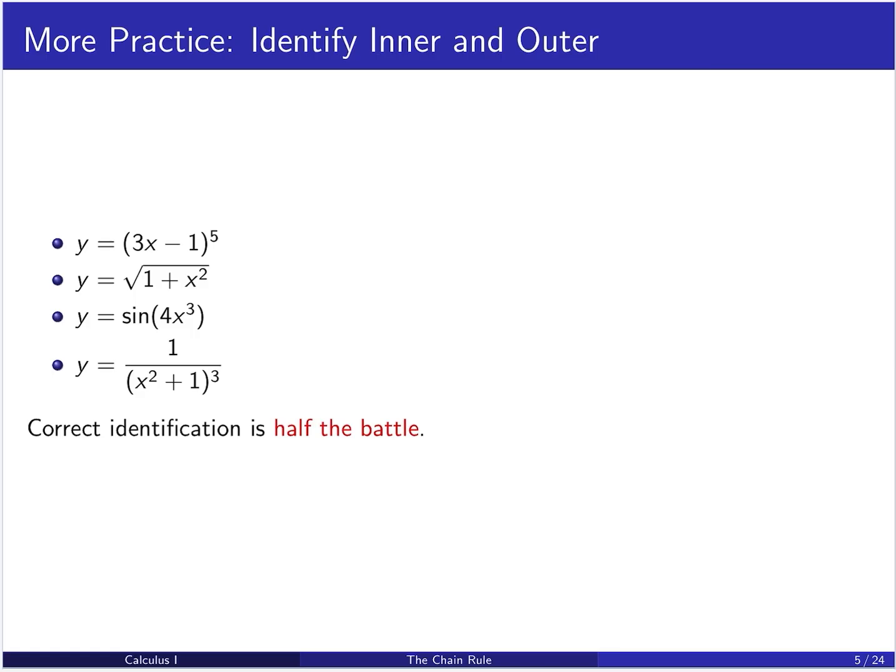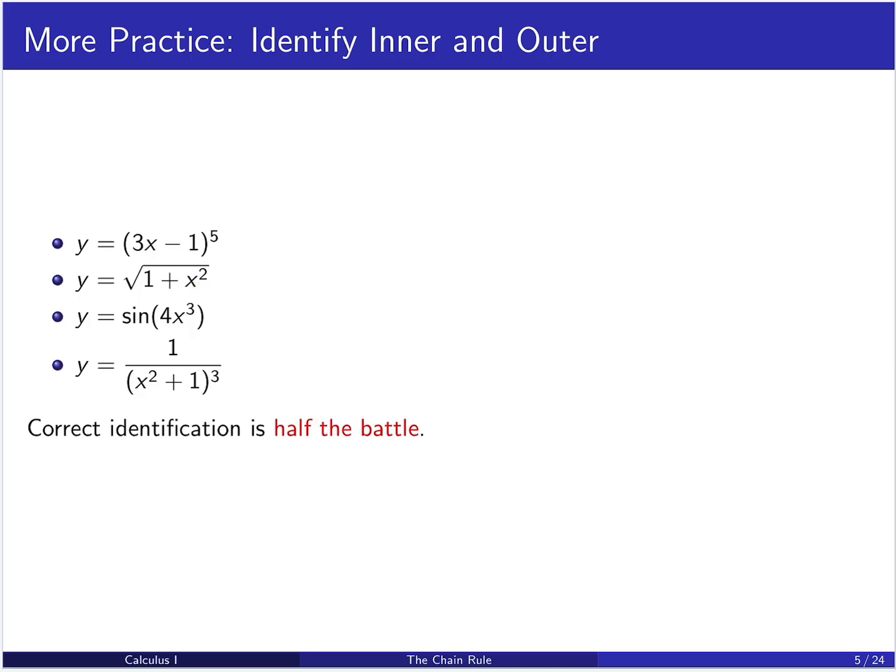The inner equals 3x minus 1. Similarly for the second one, we can write the square root of 1 plus x squared as 1 plus x squared to the power 1 half. So the last operation is the half power. So the outer function is u to the power half. Inner is 1 plus x squared.